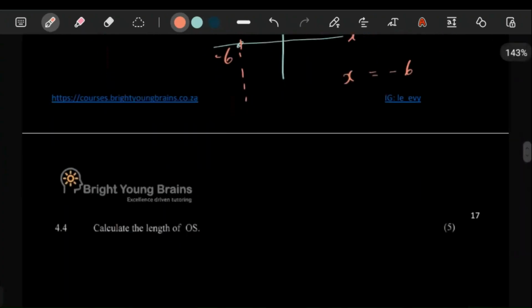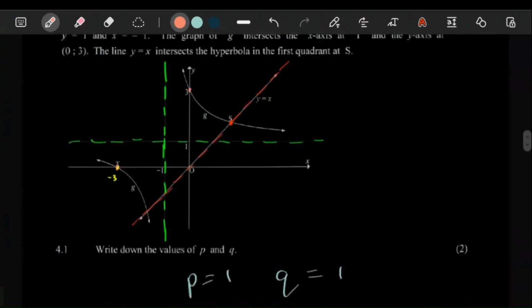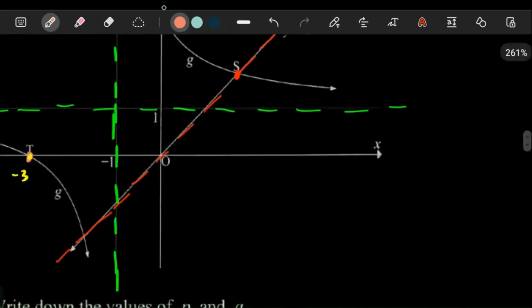4.4, calculate the length of OS. Where is O and S? So O is here, O is the origin. So that makes our life very easy.